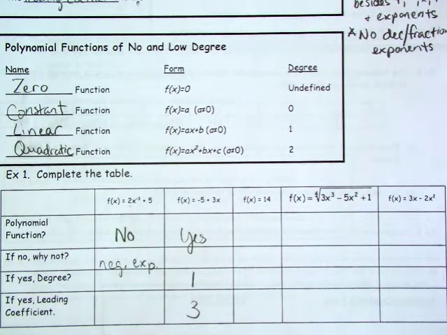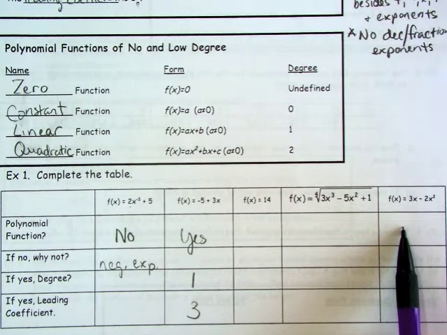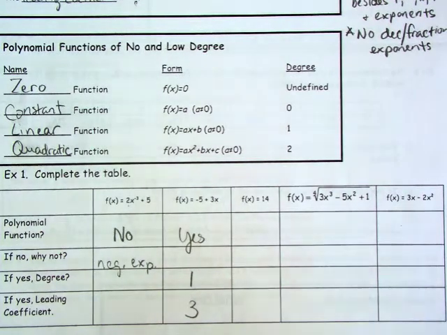Why don't you just for a moment do the top row here. Decide polynomial, polynomial, polynomial, yes or no. Pause if you need a little more time.